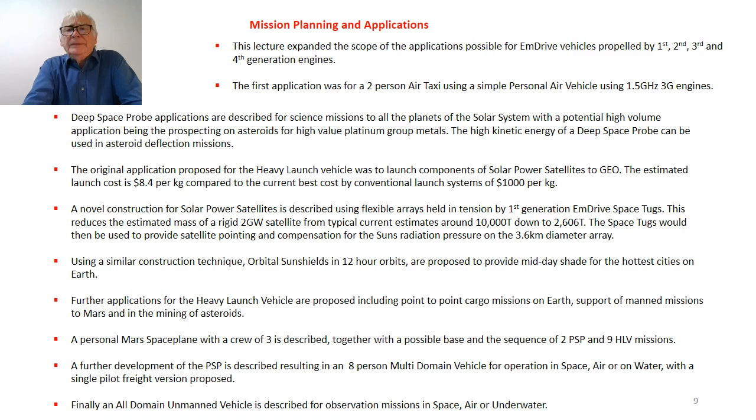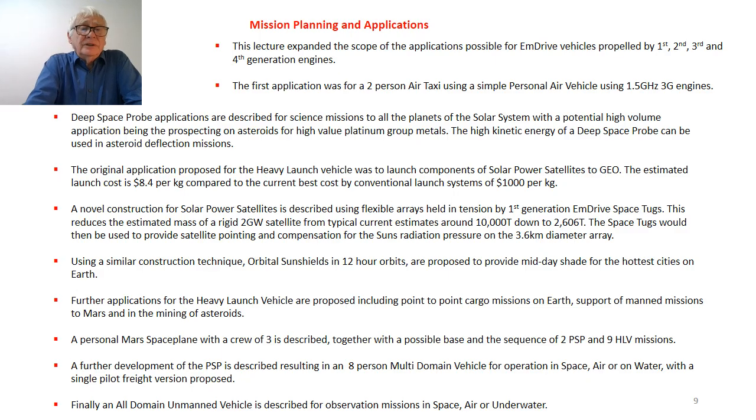So this is all pretty big stuff. You can use similar construction techniques for orbital sunshades in 12-hour orbits. And we've also looked at further applications of the heavy launch vehicle for point-to-point cargo missions on Earth, support of manned missions to Mars, and in the mining of asteroids.